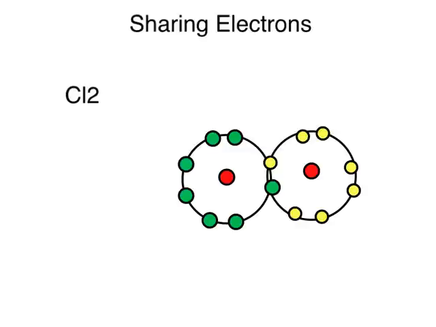Now we can also show the bond as Cl-Cl, and that just shows that this is a single covalent bond, which is represented by the 2 electrons that are being shared there.